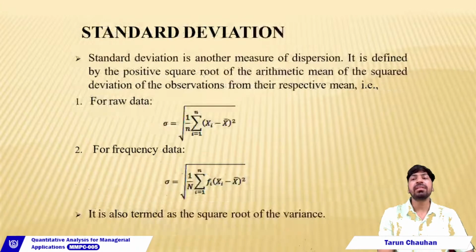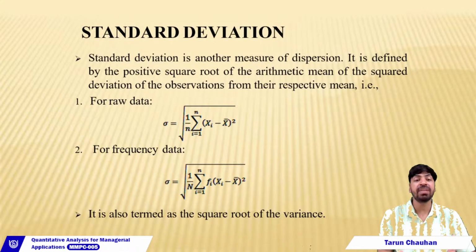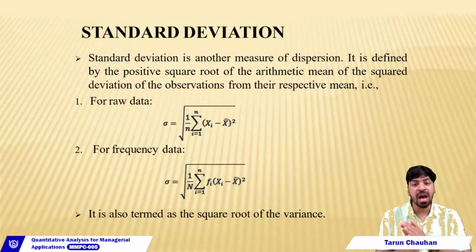Let's talk about the standard deviation. Standard deviation is also another measure of dispersion. It is defined as the square root of the arithmetic mean of the squared deviations of the observations from their respective mean. The formula and the definition have been shown on the screen. So in case of individual data, the standard deviation is root of sigma x minus x bar whole square by n.